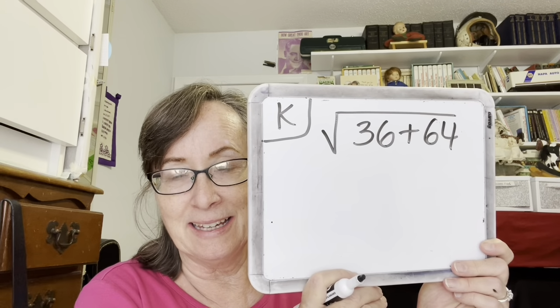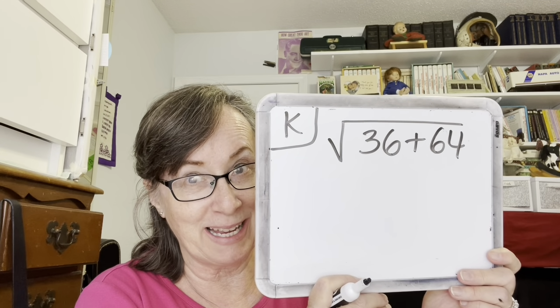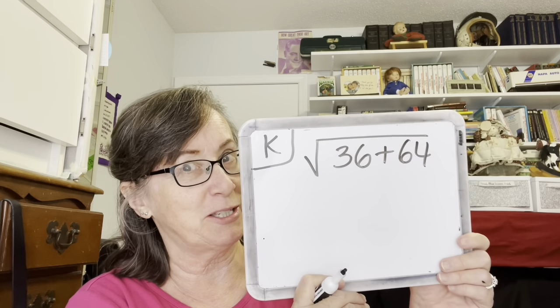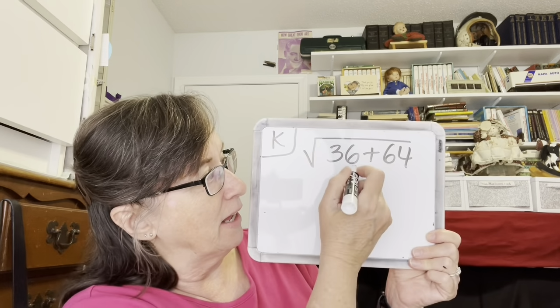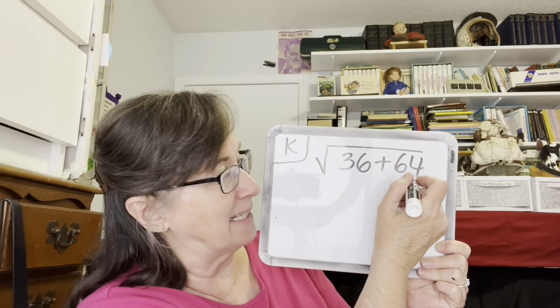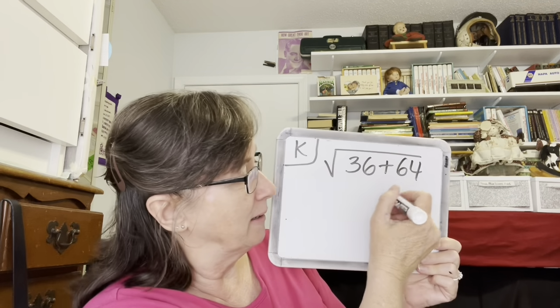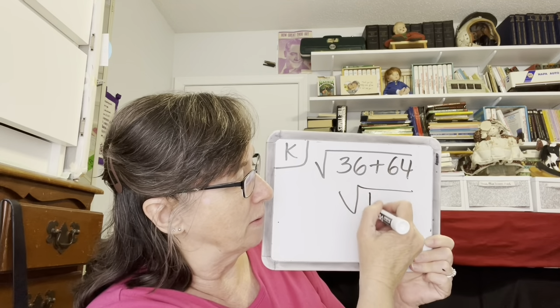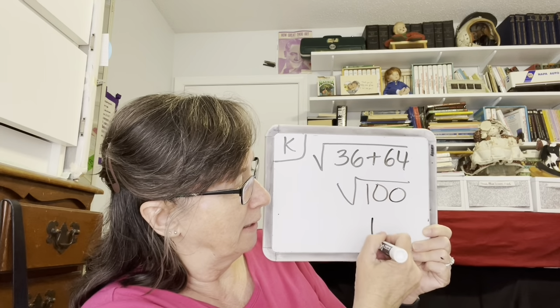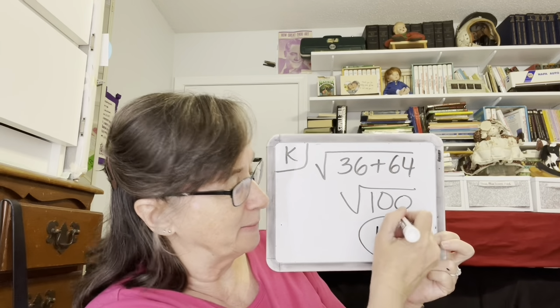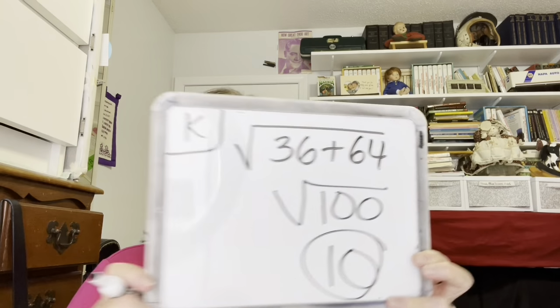K is another grouping symbol. We have a square root symbol, so we must do what's inside it first. 36 plus 64 is 100. So we have the square root of 100 is 10. That one was easy.